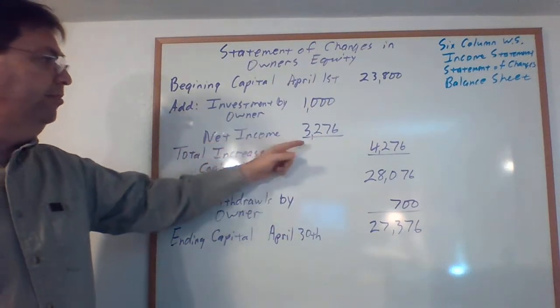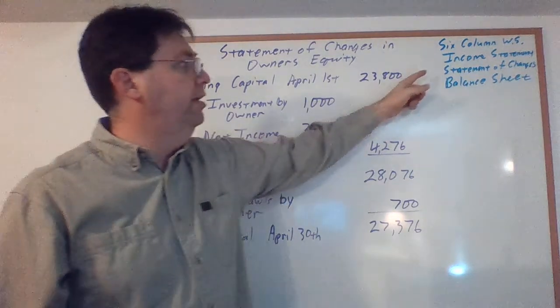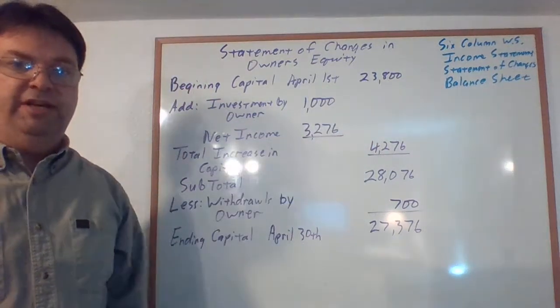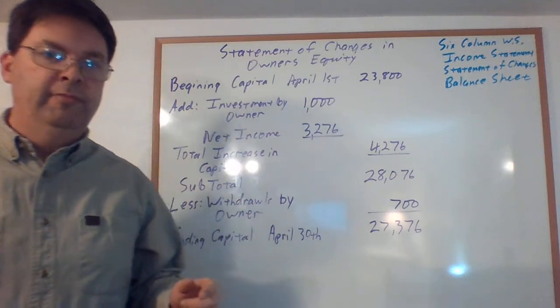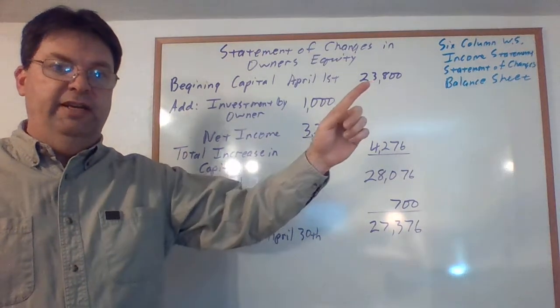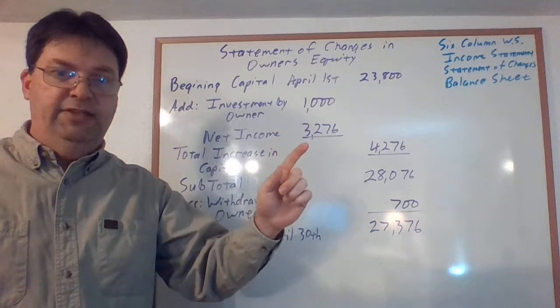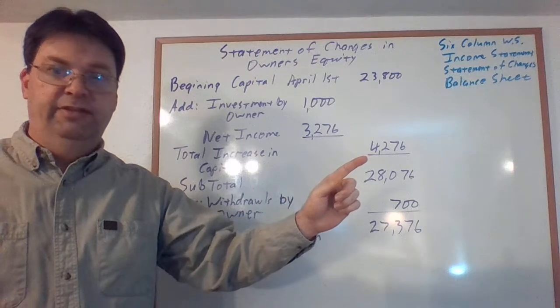My net income. See, where am I going to get this? Okay, net income comes from the income statement. So if I look at the income statement, I can see if I made money or lost money. In this case, I made money. So I started here. I added some things to my business. I made some money, and that's why I have an increase.